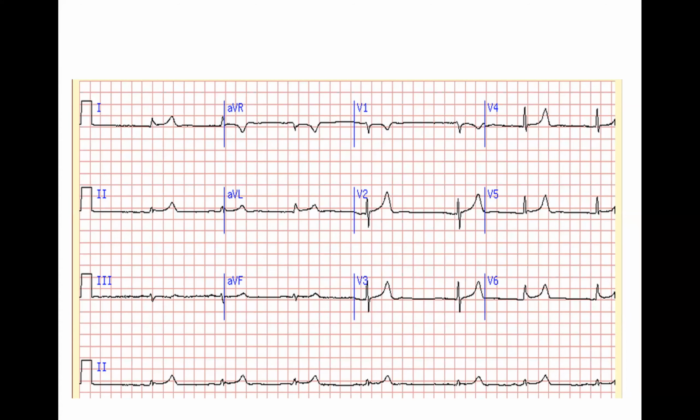Let me look at the rhythm strip if you don't mind, okay? I think now by mistake I showed the answer.